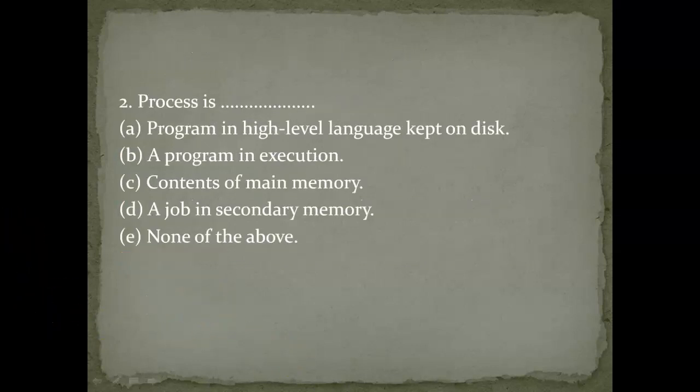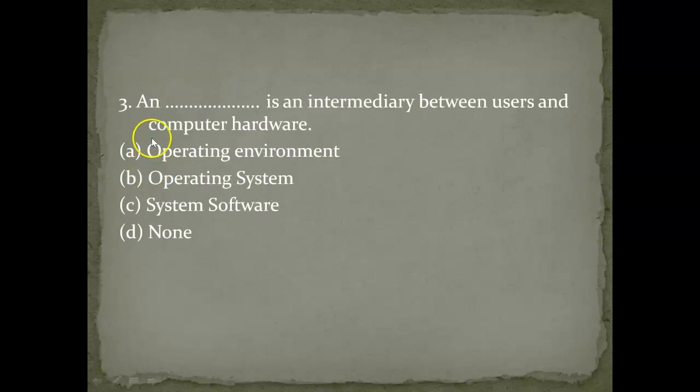What is a process? Already we know a process is a program in execution. So that is the second option, B. Next: a blank is an intermediary between users and computer hardware. So which is that? It's not operating environment, it is operating system.